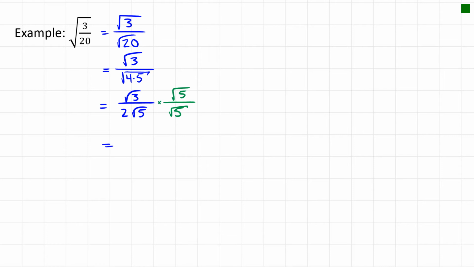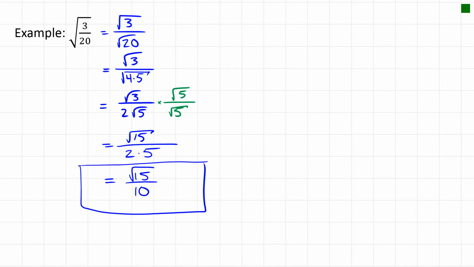On the top, we have the square root of 3 times 5, which is the square root of 15. And on the bottom, we have 2 times the square root of 5 times the square root of 5, which is just 5. So I have the square root of 15 over 10. So I've rationalized the denominator for my fraction.